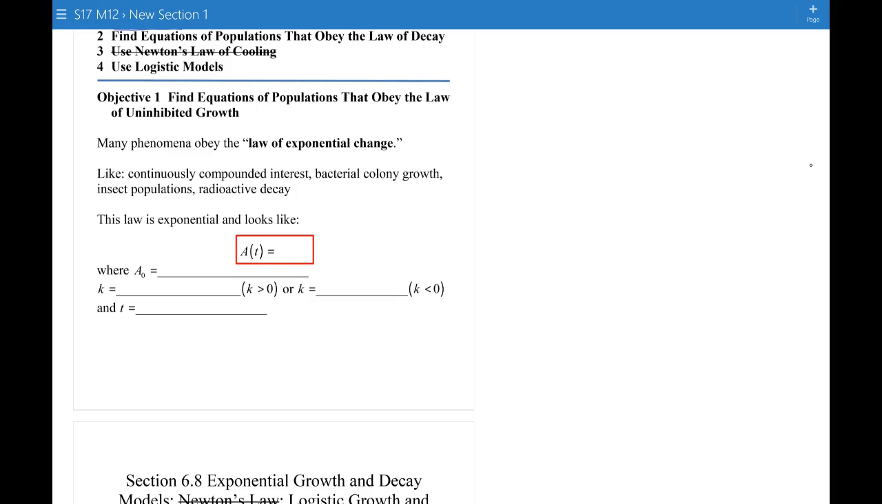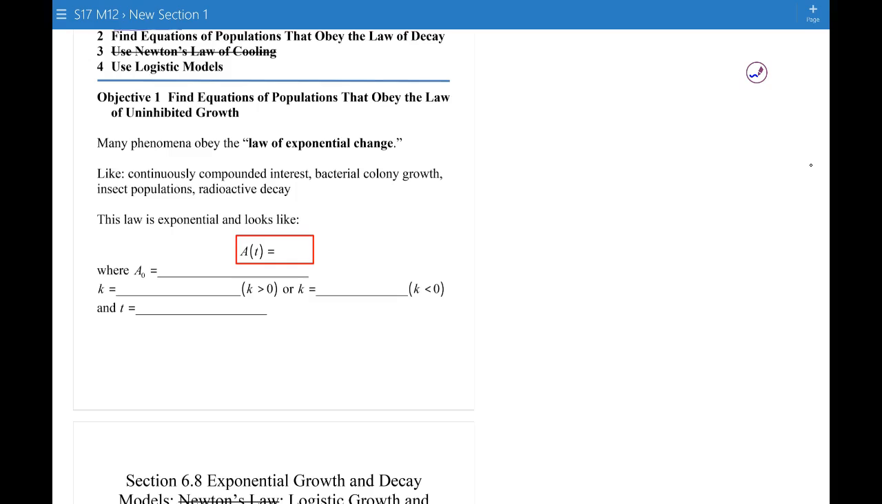There are many things that obey that law of exponential change. Things like continuously compounded interest, a bacterial colony that has an unlimited amount of space and food, insect populations, and then we also have radioactive decay, which is exponential decrease. So this law is exponential.